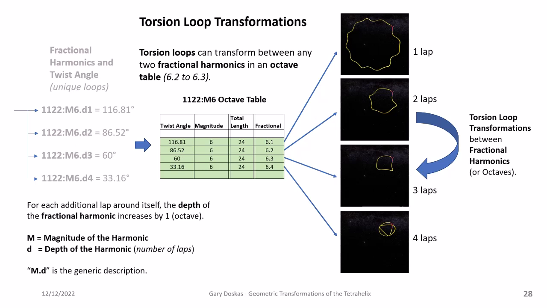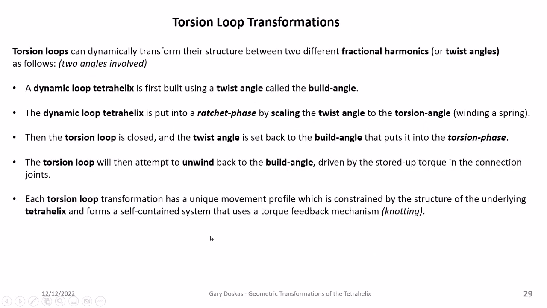From a nomenclature perspective, in this fractional column here of 6.1 through 6.4, I'm using a generic description of m dot d, where m is the magnitude of the harmonic and d is the depth or the number of laps around. Just a way to describe it, classify it. A little bit more on these torsion loop transformations: these torsion loops can dynamically transform their structure between two different fractional harmonics or two different twist angles. So now there's two angles involved, so now we have 4 parameters in essence that we're changing.